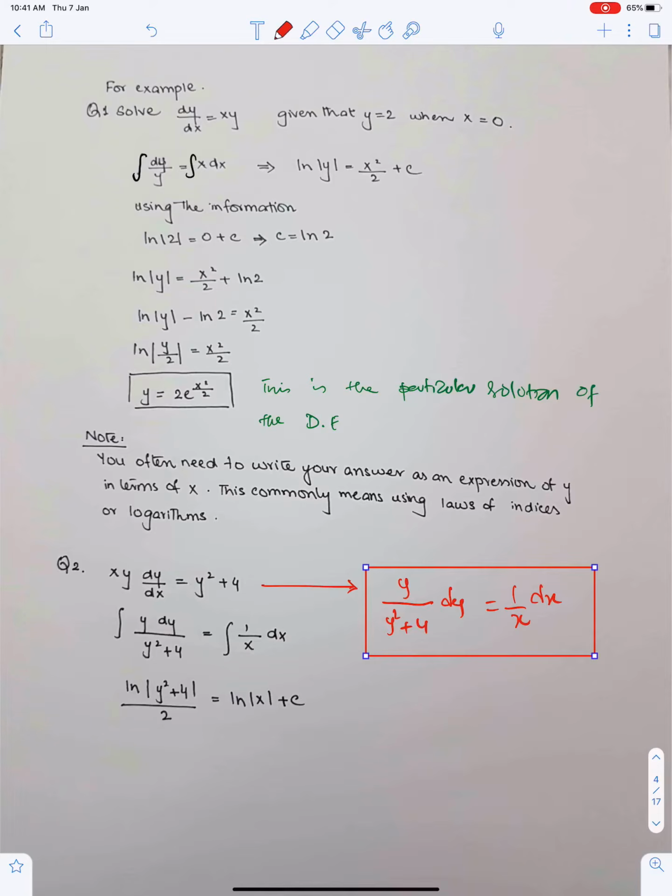After the variable separable, you just need to take the sign of integral on both sides, and then you can integrate both the sides. This is the application of basic formula number 2. The differential of this function is 2y. So 2 is missing over here. So this will become ln modulus y square plus 4 over 2. This is just ln x plus c. This is the general solution of this differential equation.